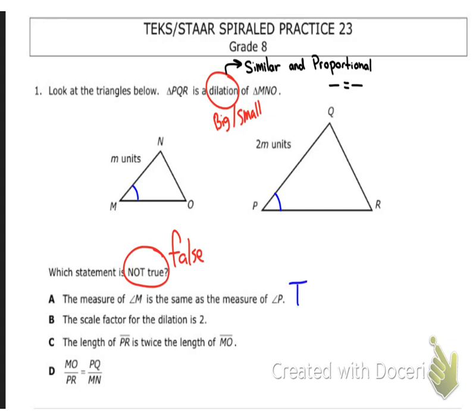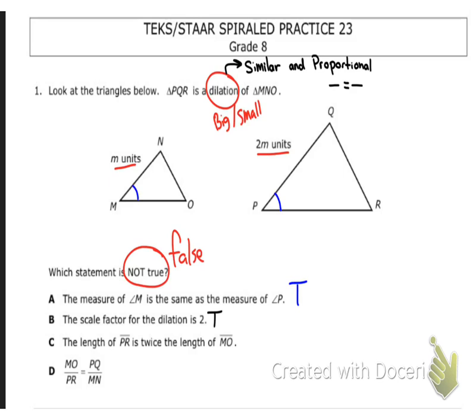A is true. Now, B, the scale factor for the dilation is 2. Well, the scale factor tells me how many times bigger. Pretty much says it. The original is M, the new one is twice M. Did the new one get twice as big? Yeah. So that is also true.